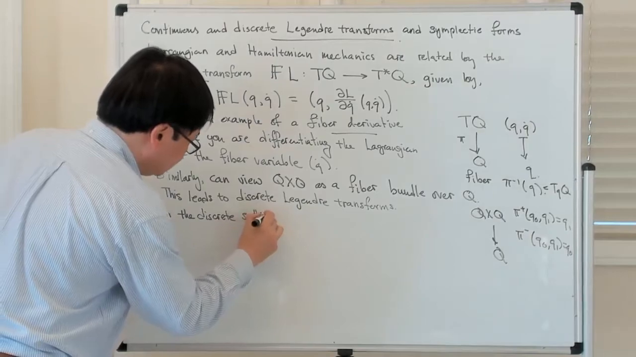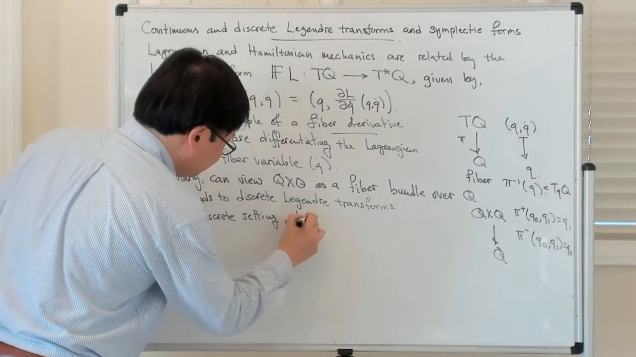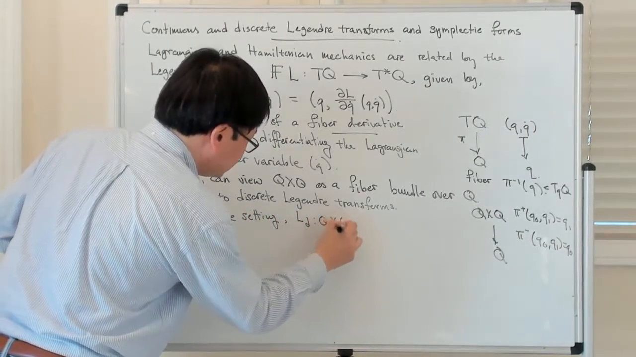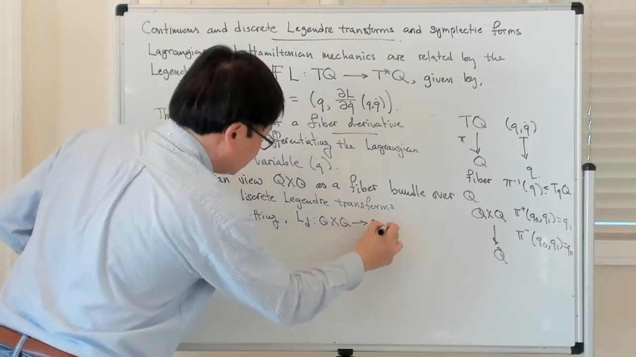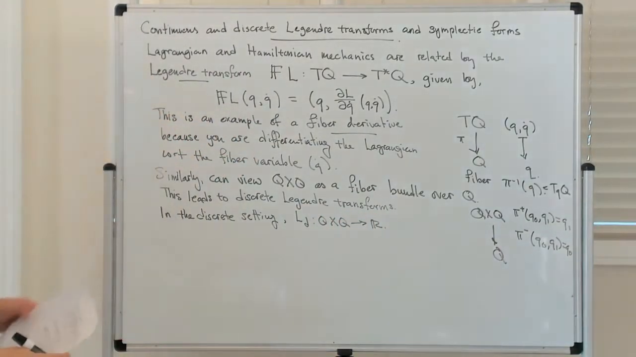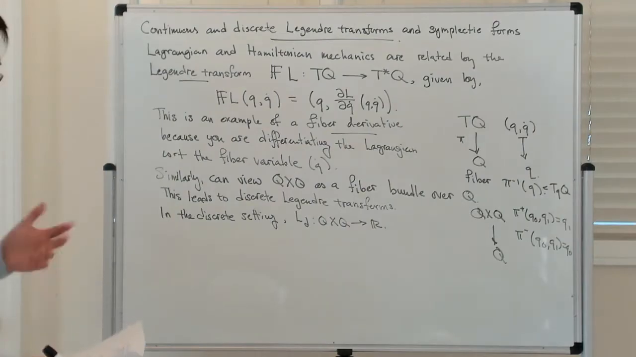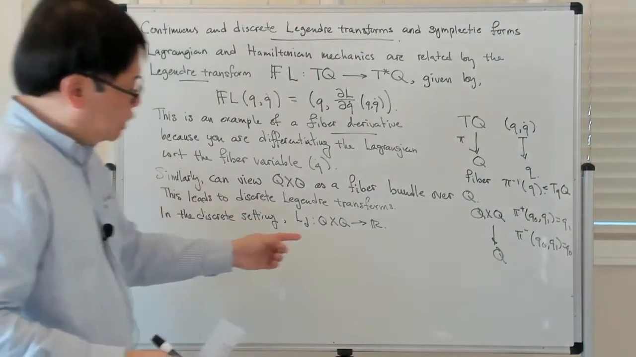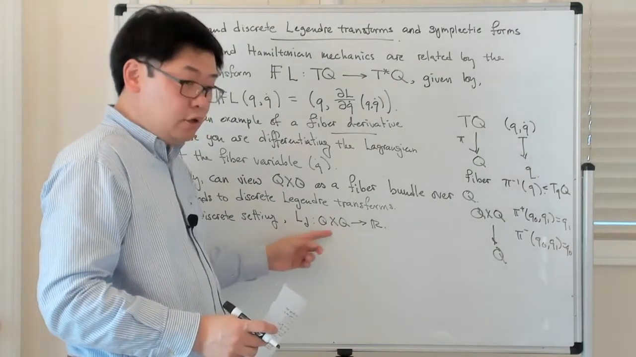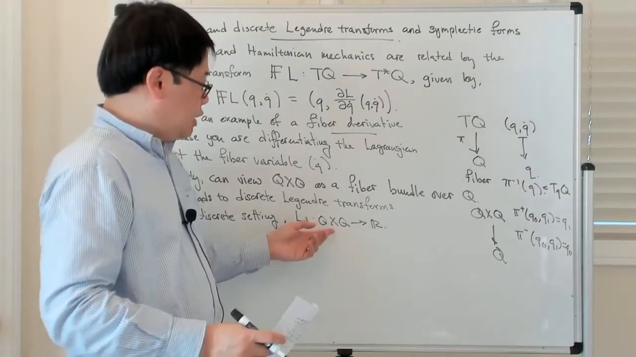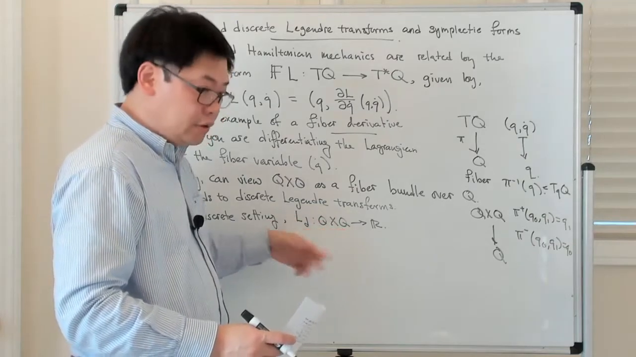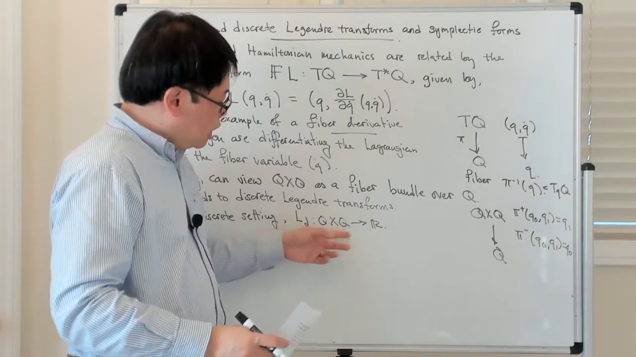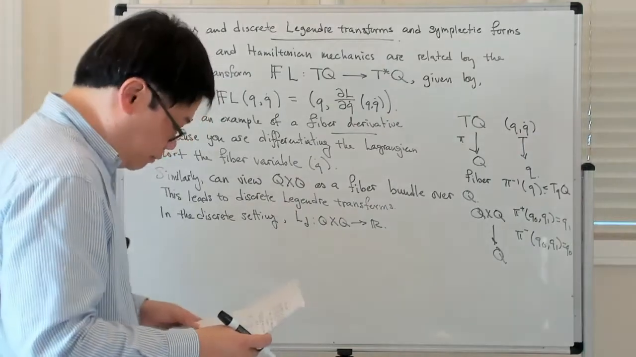what you have is LD, which is a map from Q cross Q to the reals. And we want to look at the two discrete Legendre transforms associated with this. Again, it depends on which copy of Q you think of as the base point, and as a consequence of that, which of the copies of Q you think of as the fiber variable.